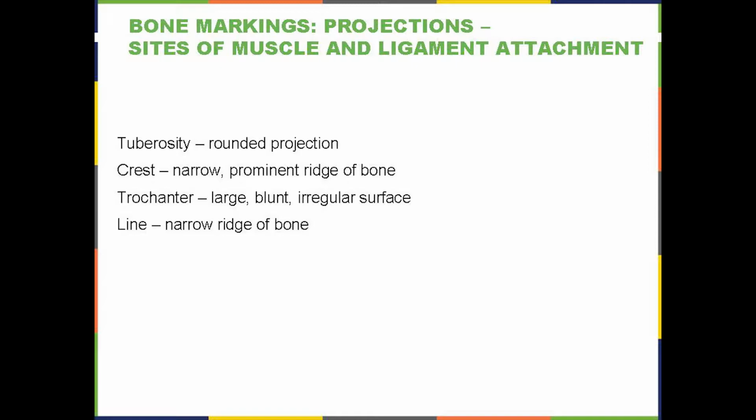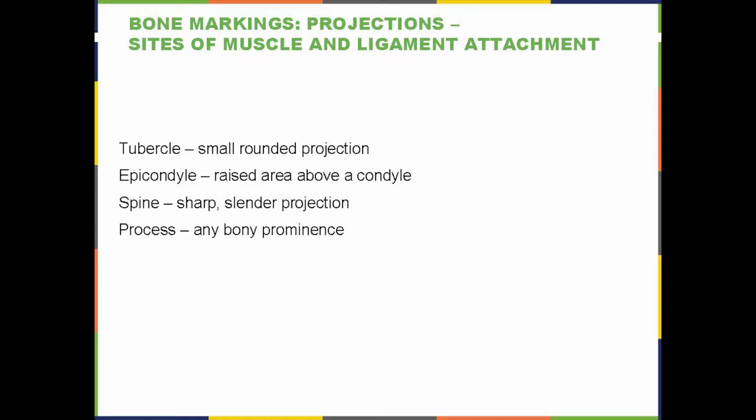Trochanters are larger projections. We'll find this in the femur. The tuberosity we'll find on the radius. We don't look at the line, but it's a narrow ridge of bone. Tubercle, that's found on the humerus. It's a small rounded projection. An epicondyle is a raised area over a condyle. The condyle is where it makes its articulation. We'll look at those more specifically in lab.